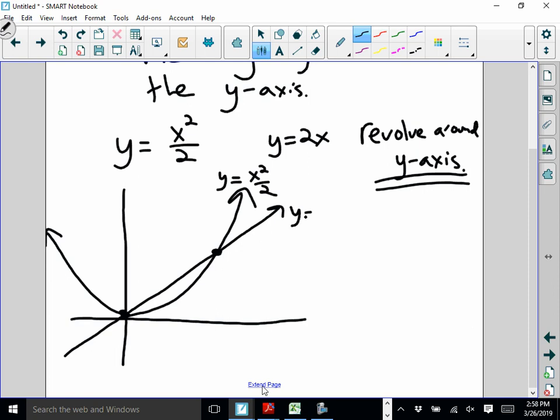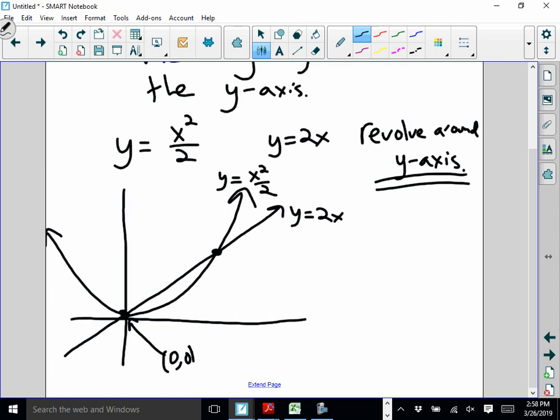Now sometimes on the AP exam they'll tell you those intersection points. Sometimes they won't. So let's get an idea of what those are. It's pretty obvious that 0, 0 is an intersection point, because 0 squared over 2 equals 0, and 2 times 0 equals 0. So this one right here we get to be 0, 0. And how about the other one?